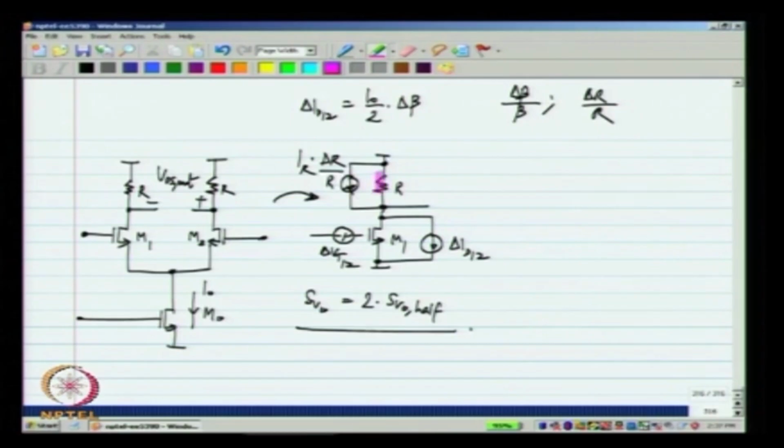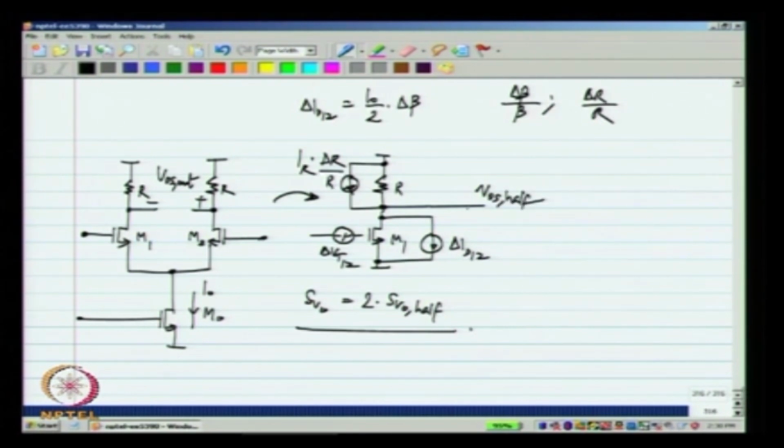Now, how can it be represented by an equivalent current? This comes from a simple application of substitution theorem or what is known as compensation theorem. I will not go into the details, but the mismatch in every component can be represented like this. So, finally, because of all these voltages, the small signal output voltage will be of some value. Let me call that VO half.